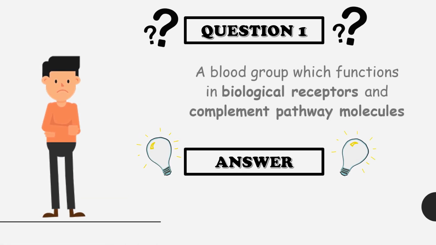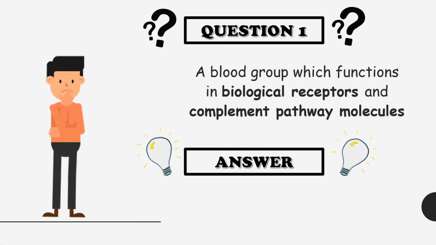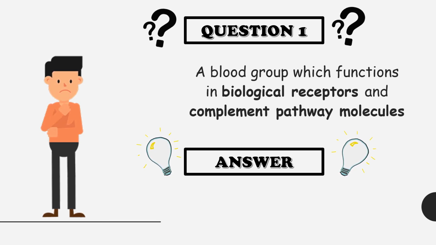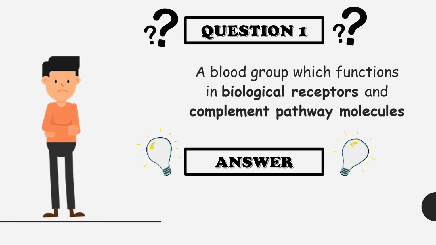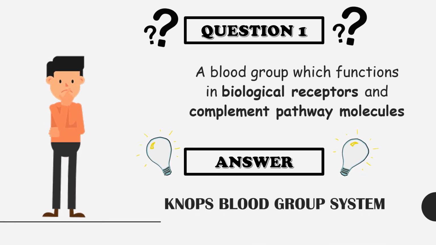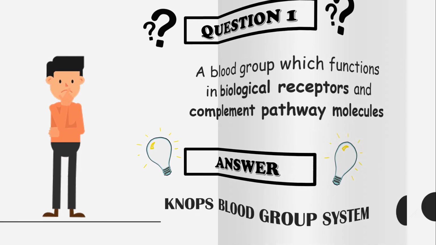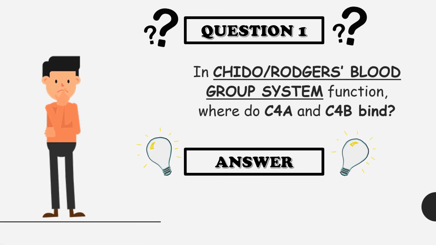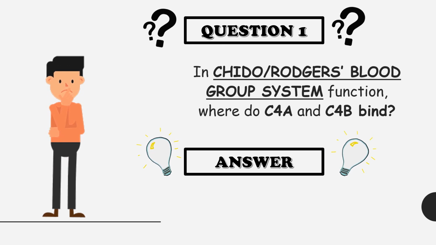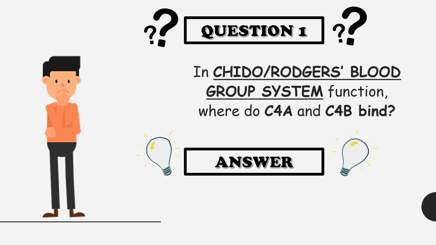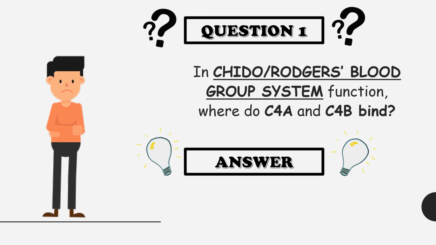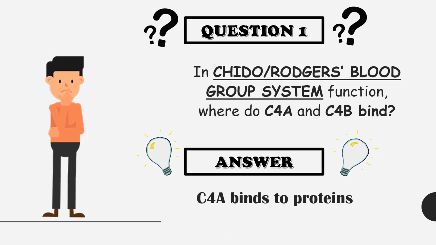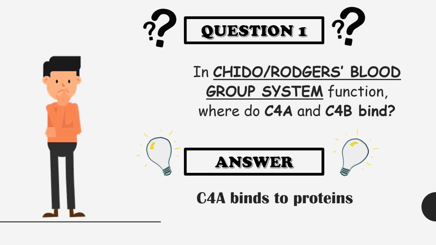What blood group system functions as biological receptors and complement pathway molecules? The answer is Knops blood group system. In Chido-Rodgers blood group system function, where do C4a and C4b bind? The answer is C4a binds to proteins and C4b binds to carbohydrates.